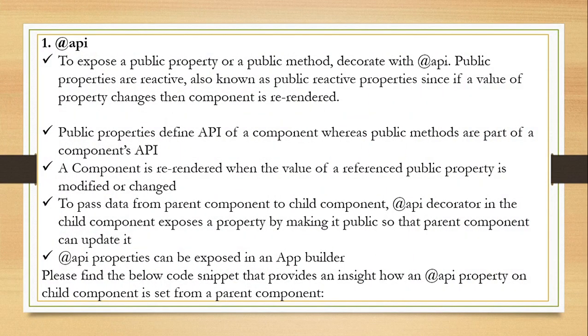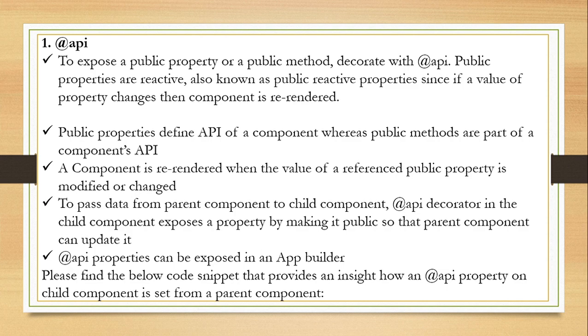@api: to expose a public property or a public method, decorate it with @api. That is, in the parent-to-child relationship, we use @api to expose a public property or a public method so that the parent can call it on the child. Public properties are reactive, also known as public reactive properties, since if the value of a property changes, then the component is re-rendered. Public properties define the API of a component, whereas public methods are part of the component API. A component is re-rendered when the value of a referenced public property is modified.